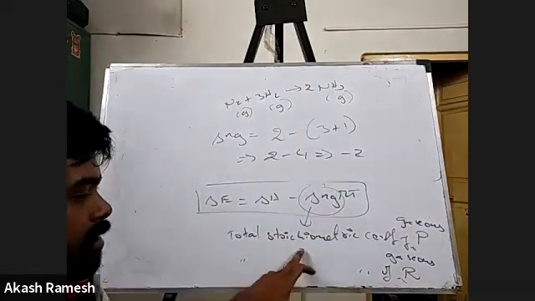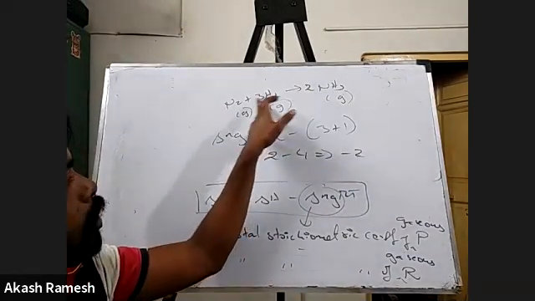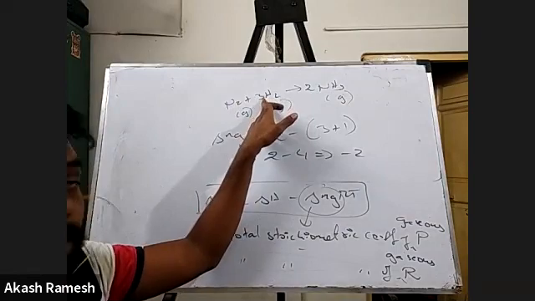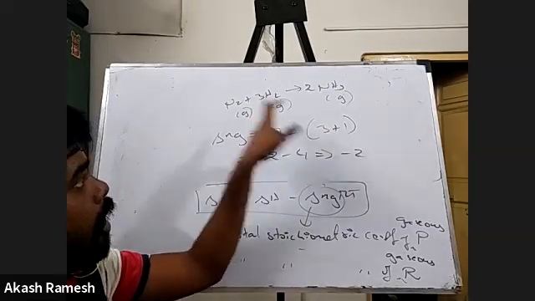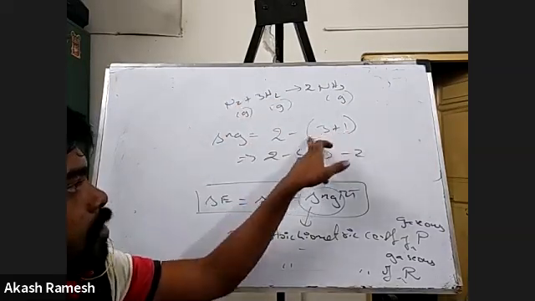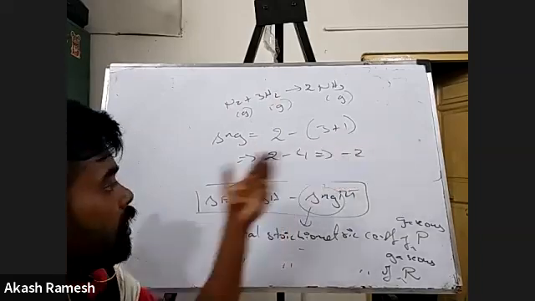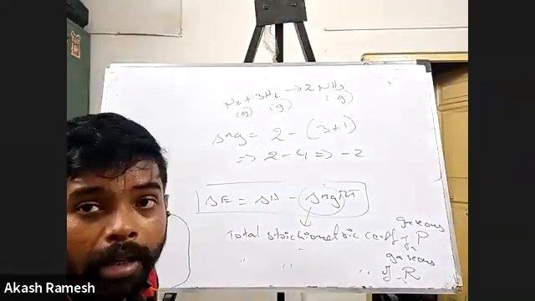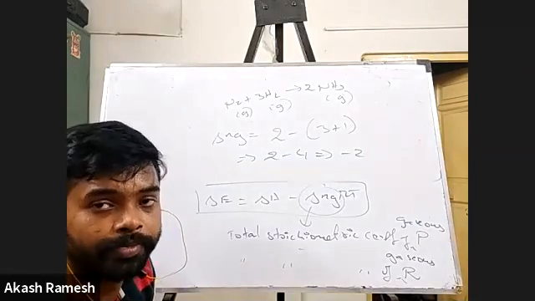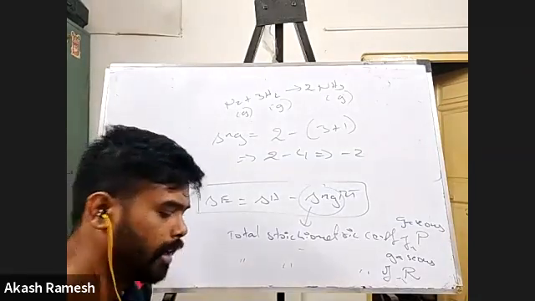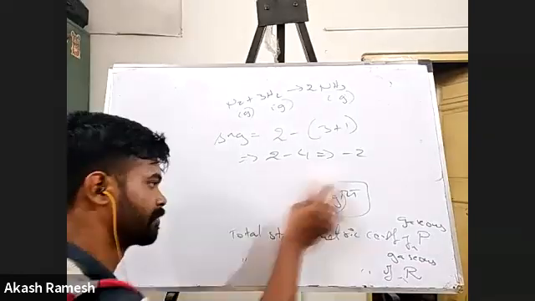Minus. Now I have 2 gases on the reactant side. For H2, the stoichiometric coefficient is 3. For N2, the stoichiometric coefficient is 1. So I sum it up for the reactants, and you will get the delta Ng value as minus 2. Okay, fine. Another example we'll take.